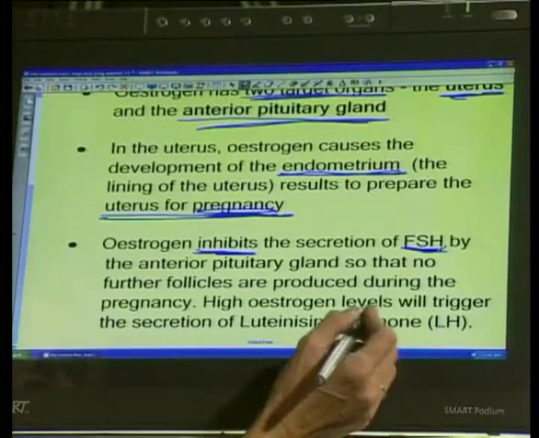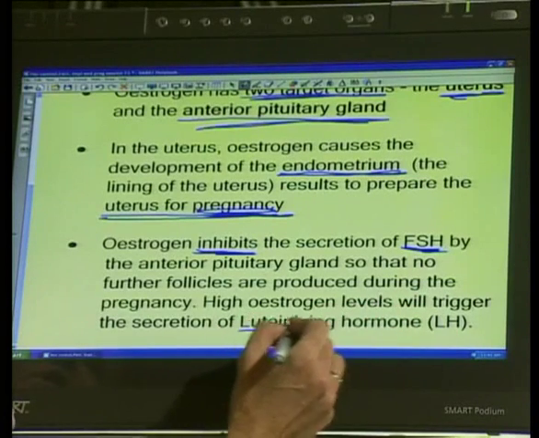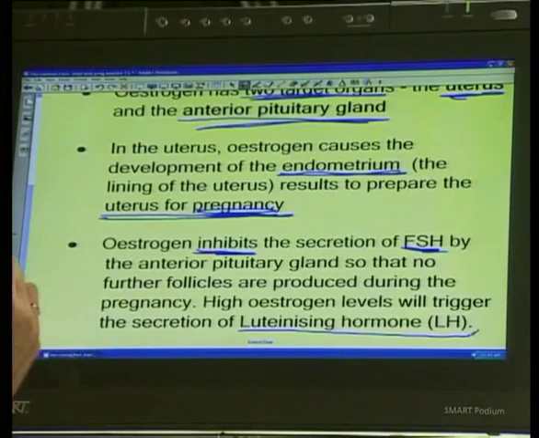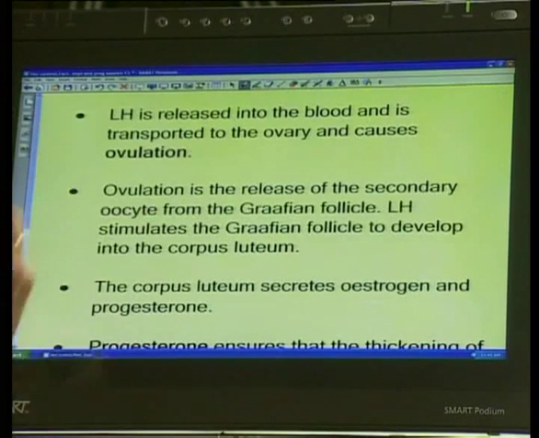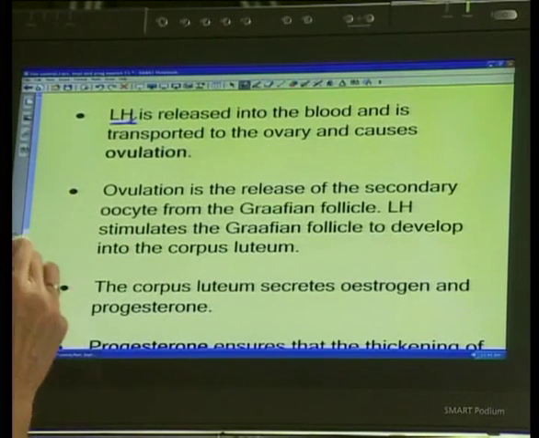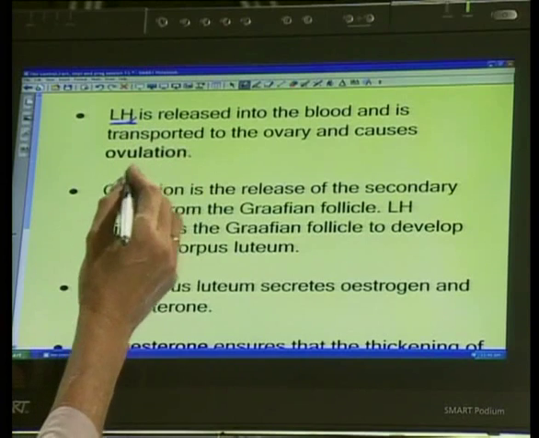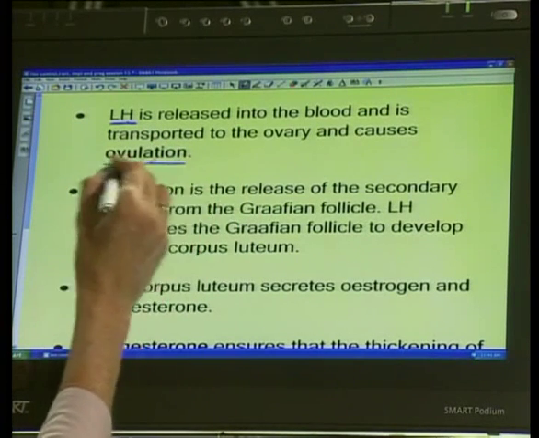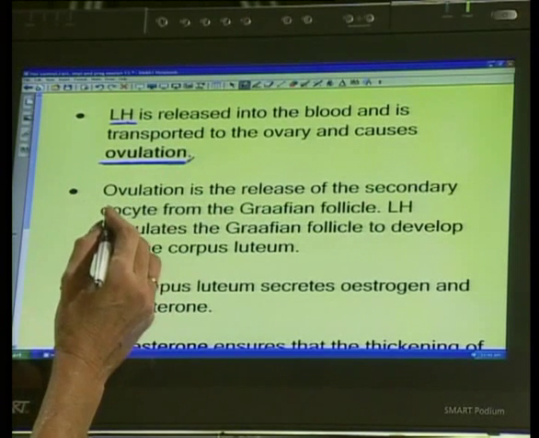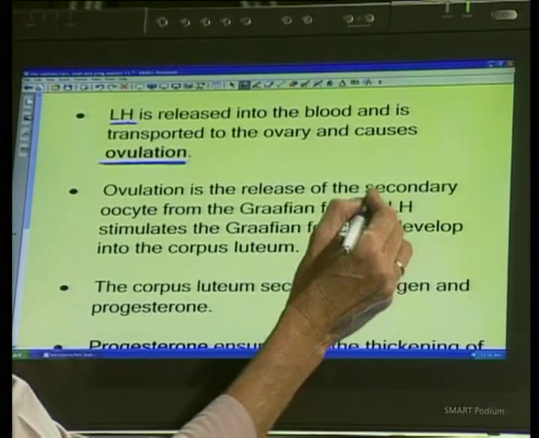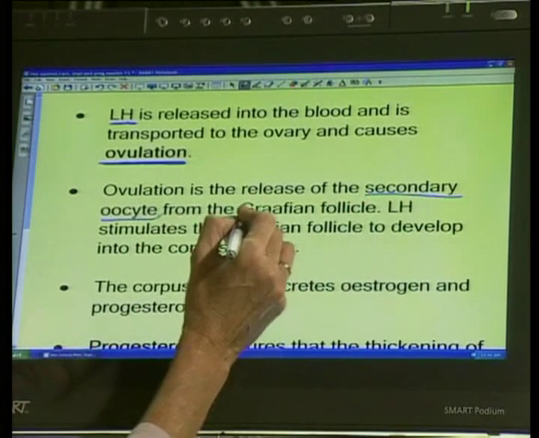Okay? So high levels of estrogen say, oi, pituitary, stop producing follicle stimulating hormone. All right? Because high estrogen levels will trigger the secretion of luteinizing hormone. Luteinizing hormone is released into the blood and is transported to the ovary and causes ovulation. All right, ovulation is the release of the secondary oocyte from the Graafian follicle.